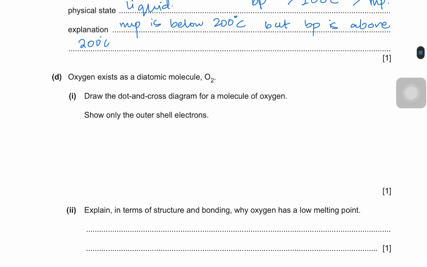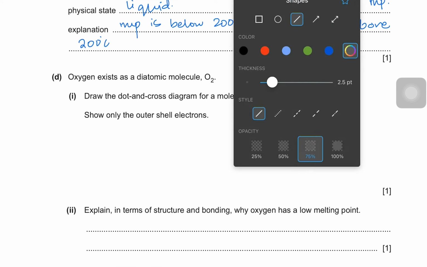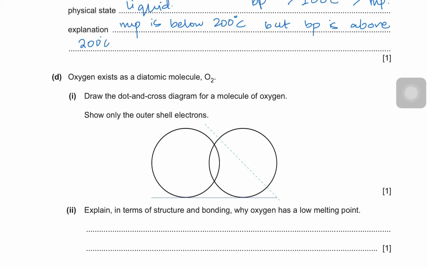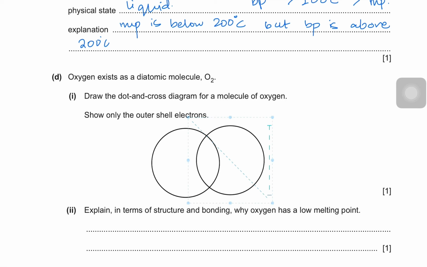Oxygen exists as a diatomic molecule. Draw the dot and cross diagram for a molecule of oxygen. Only show the outer shell electrons. So I will pick a circle. Two atoms means two circles should be drawn like this. I will label each one as oxygen.